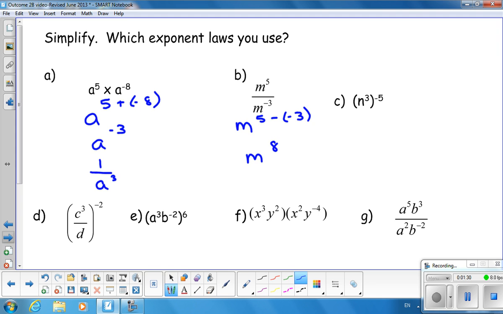Part C is our power of a power law. In this case, we're going to multiply our exponents. So n to the power of 3 times negative 5. 3 times negative 5 is negative 15. Again, we want to write it with a positive exponent. So a negative in the exponent means take the reciprocal of the base. So we have 1 over n to the power of 15.